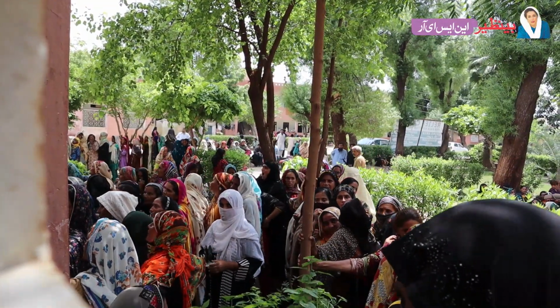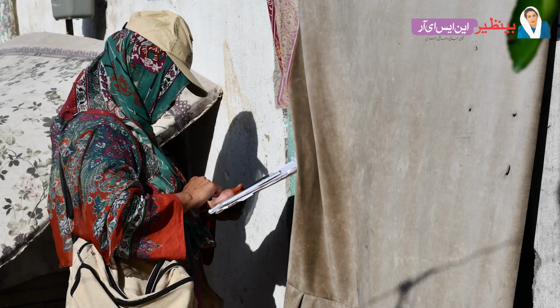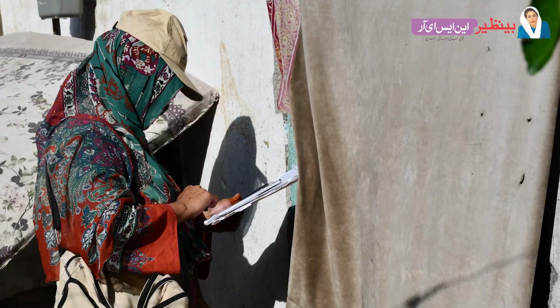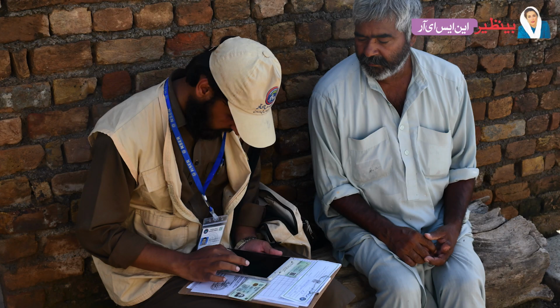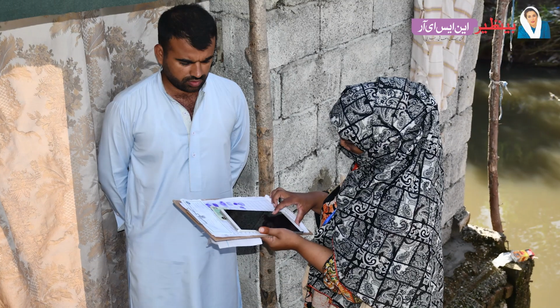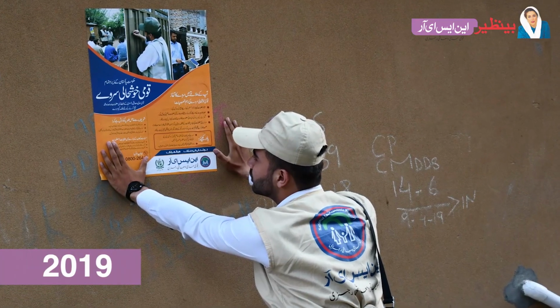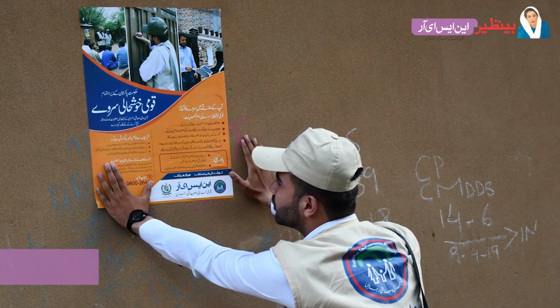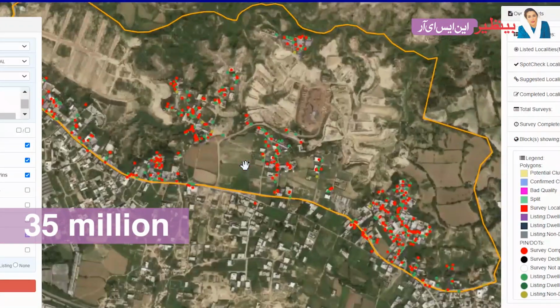With this constant criticism and increase in exclusion and inclusion errors, BISP had to initiate a second cycle of the door-to-door survey again at a massive scale with a pilot in 14 districts back in 2016. On completion of the pilot, the rollout was initiated in 2019, which was completed in 2022 with a coverage of 35 million households across the country.